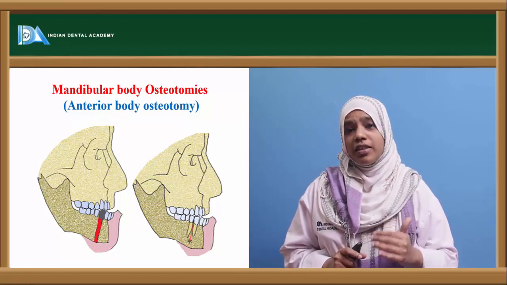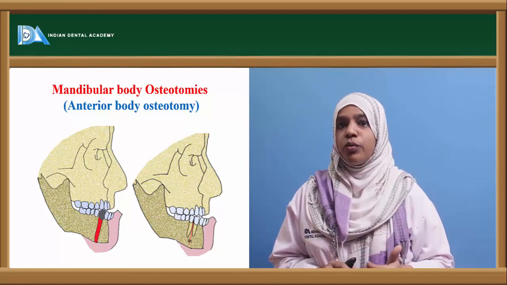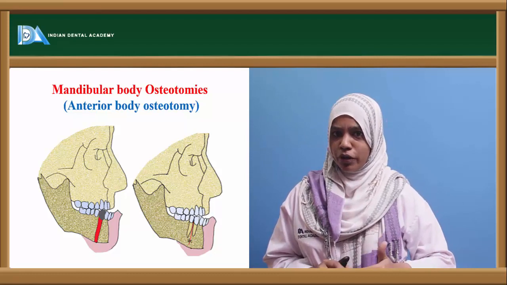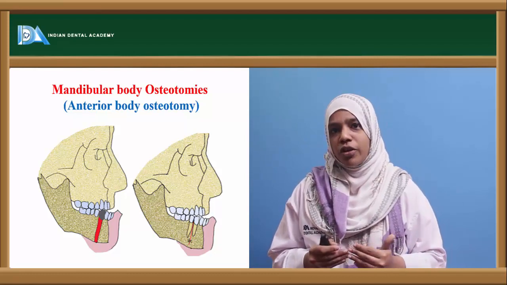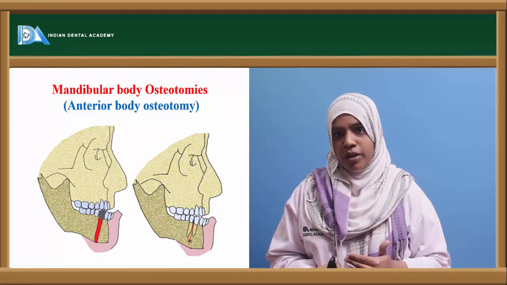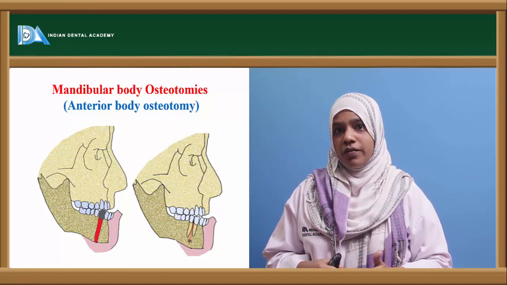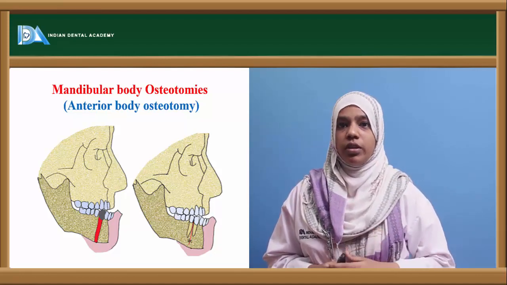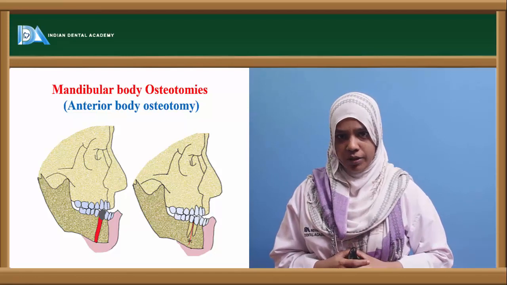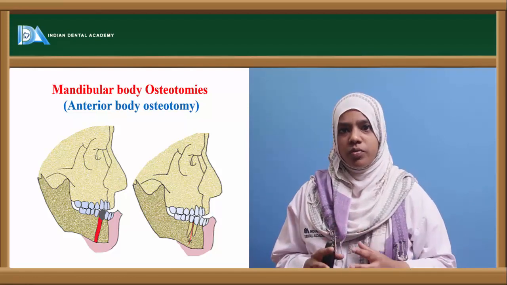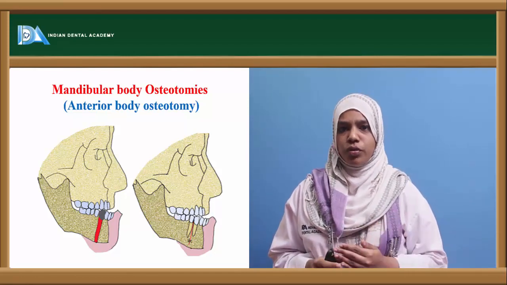Then at the same time, through the extraction socket, you will do lingual dissection. You'll put a periosteal elevator on the lingual aspect. You will try to separate the lingual mucosa and place the periosteal elevator on the lingual side so that the lingual nerve is protected when you do your osteotomy cut. Once your periosteum is reflected, you will start with your osteotomy cut.